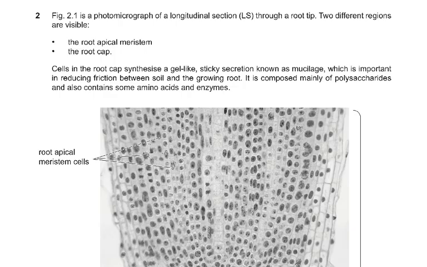Figure 2.1 is a photomicrograph of a longitudinal section through a root tip. Two different regions are visible, the root apical meristem and the root cap. Cells in the root cap synthesize a gel-like sticky secretion known as mucilage, which is important in reducing friction between soil and the growing root. It is composed mainly of polysaccharides and also contains some amino acids and enzymes.